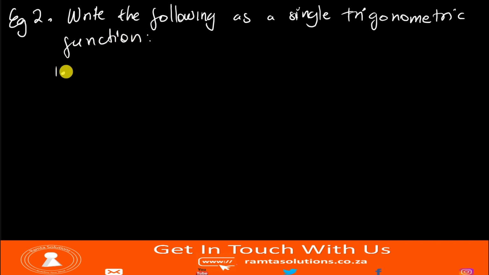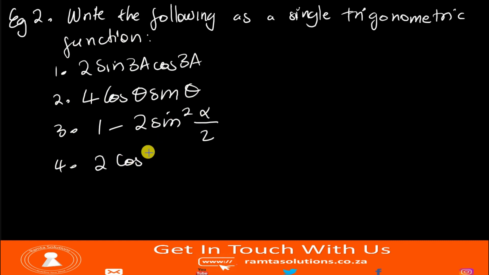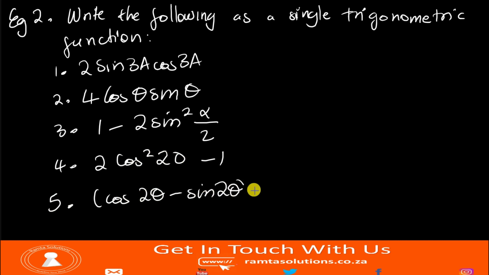So what are those? Number one, we're looking at 2 sine 3a cos 3a. Number 2, 4 cos theta sine theta. Number 3, 1 minus 2 sine square alpha over 2. Number 4, 2 cos square 2 alpha minus 1. And then number 5, we have cos 2 theta minus sine 2 theta, all multiplied by cos 2 theta plus sine 2 theta, close.